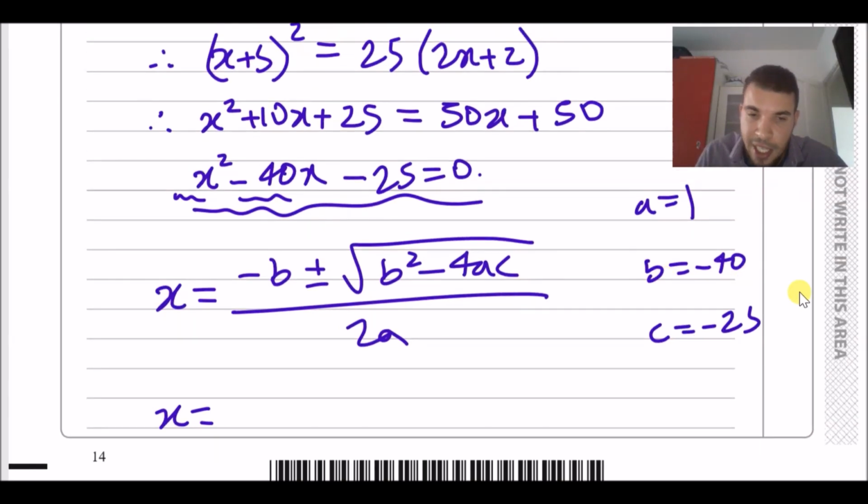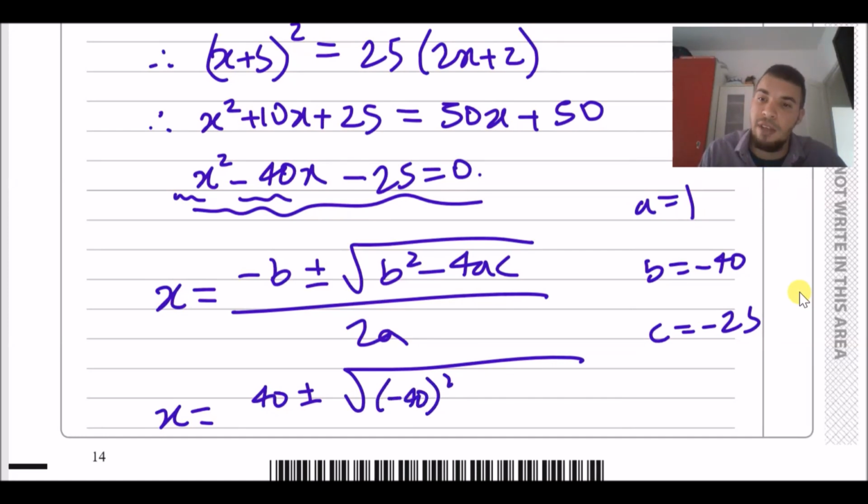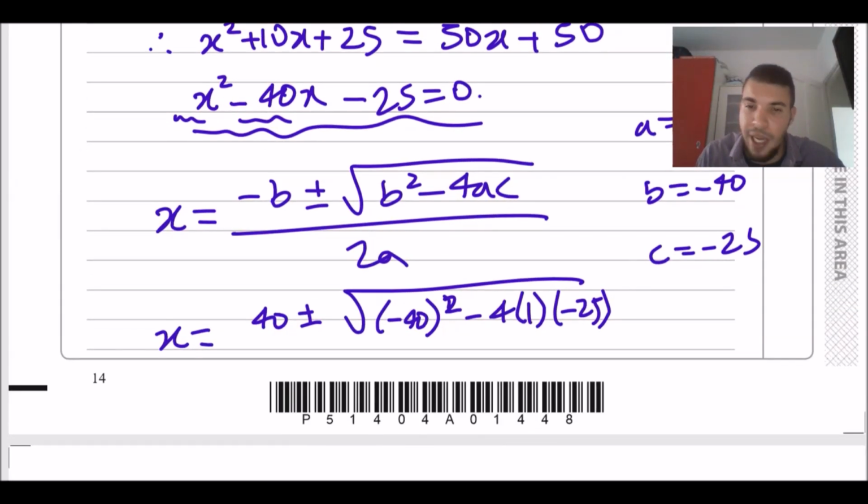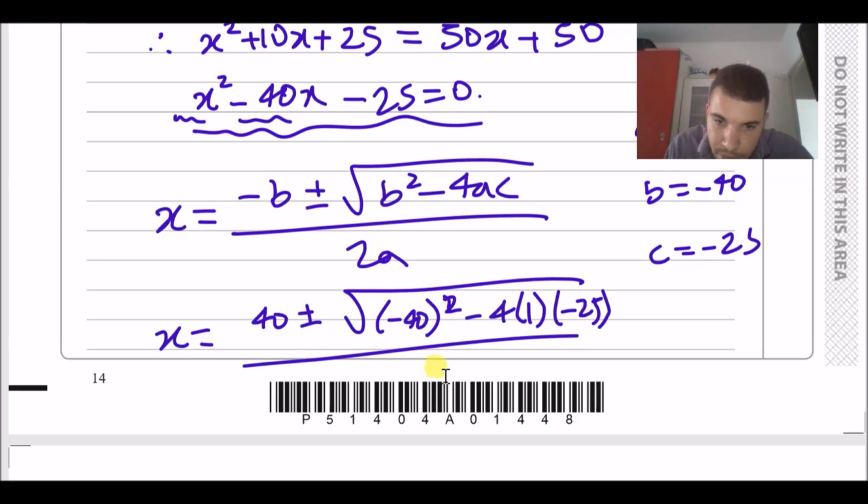And since b is negative, minus b would be positive, so it would be 40 plus minus b squared would be minus 40 squared, or you can just write 40 squared, because squaring a negative is positive, but let's just keep it like that. Minus 4 times 1 times minus 25. Quick tip, guys, yeah? Keep everything in a bracket when you replace letters, so that way you don't make any simple mistakes. Over 2 times a, 2 times 1.